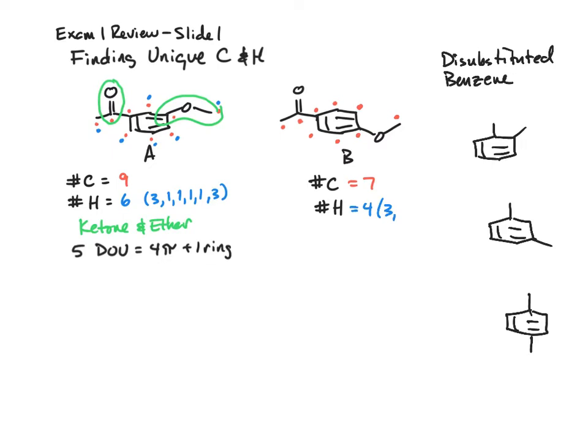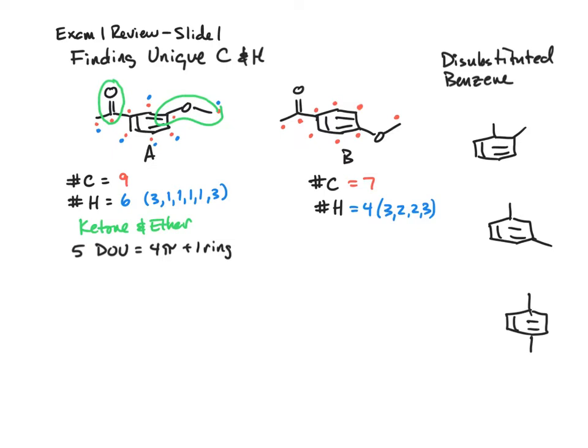One. Nope. 2. 2. And then what's the last one? 3. So we have here 3. These are equivalent, so that's 2, 2, and then 3.